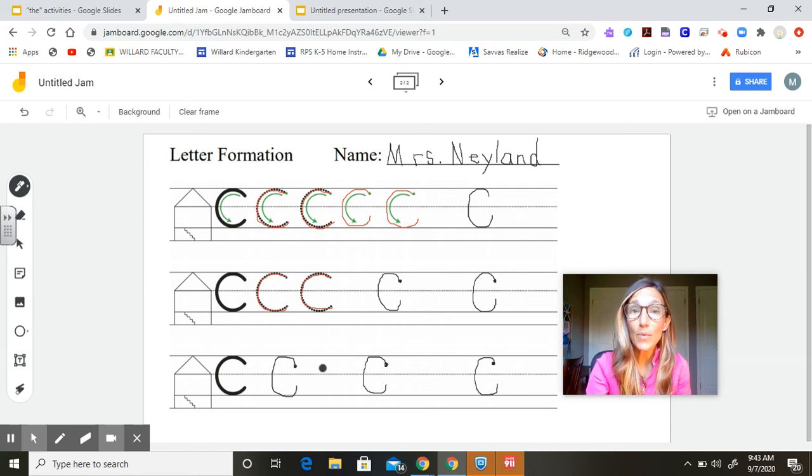Okay. And then you feel free to bring it in so you can show us how beautifully and carefully you've formed all of your C's.